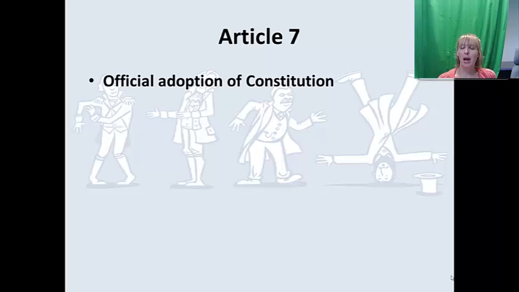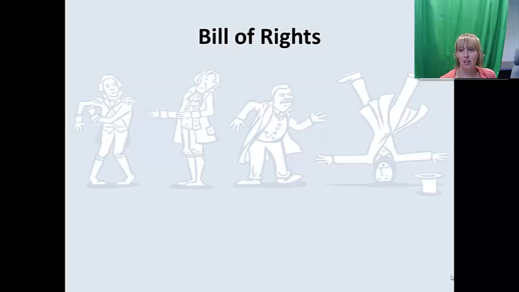Article 7 is perhaps the most straightforward of them all because it's official adoption of the Constitution. All right, we're going to stop there for a minute.